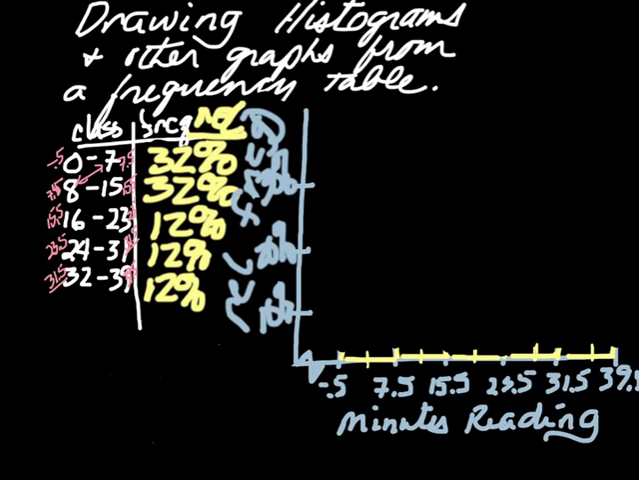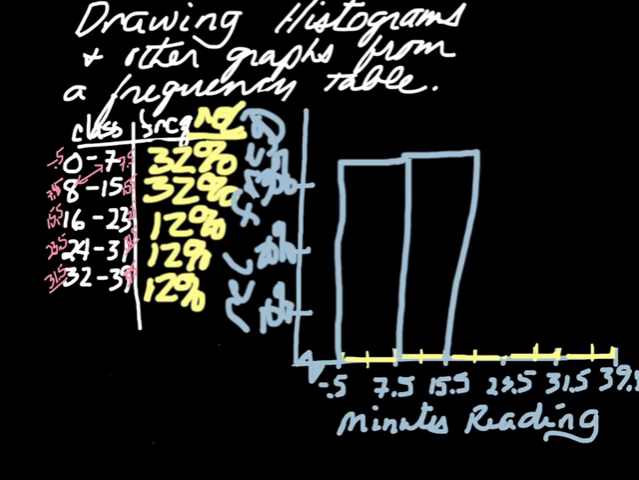So again, between the lower boundary and the upper boundary, I would come up to 32%, and down. The next class is 32%. The next class is 12%, then 12%, then 12%. And you'll notice a relative frequency histogram looks just like a frequency histogram. The only difference being is the labels on the y-axis. Okay? Any questions? Write them down, bring them to class tomorrow.